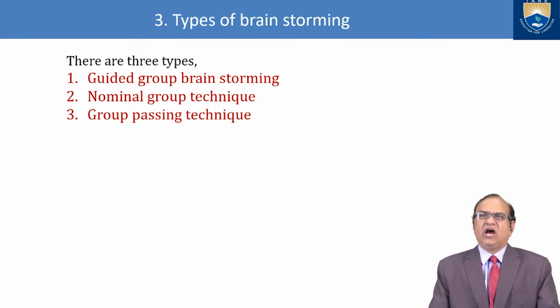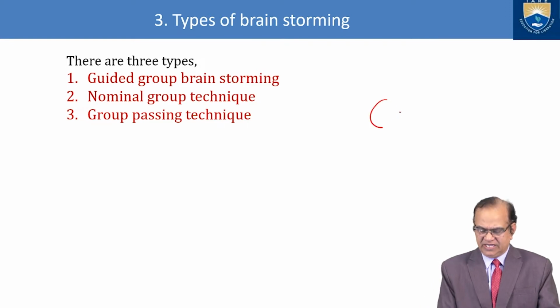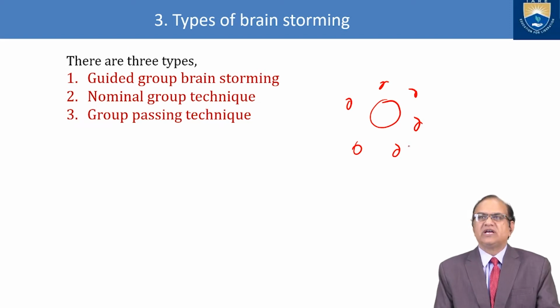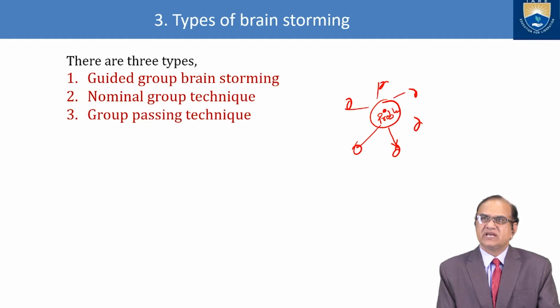The third one is the group passing technique. In this, assume there are 6 or 7 people in a group. The problem will be given by the leader and it will be passed around. Everyone will have one paper and everyone will write the first solution, and then they pass it to each other and everyone writes their own solution. As and when you get your slip back again, it means the round is completed.